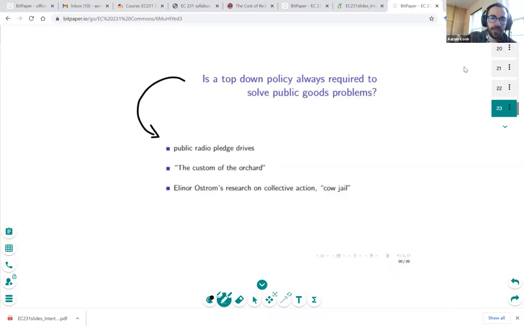Another example of this is a really interesting case of the relationship between beekeepers and apple growers. This is prominent in the northwest part of the United States, especially in Washington State, where they grow a lot of apples. Apple growers require the presence of bees in order to pollinate their trees and allow them to produce apples. Those trees need pollinators.